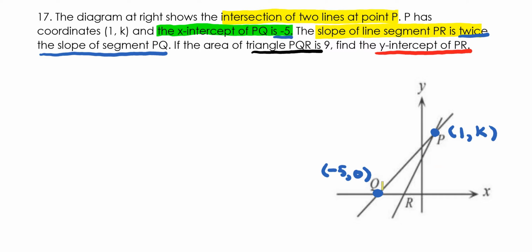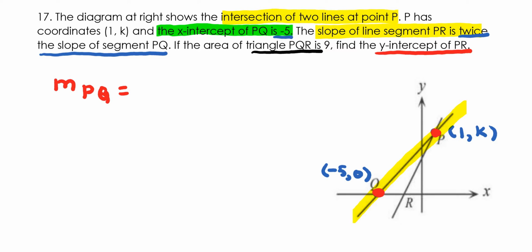Okay, so this is step number 1. What I would do is I would take a look at PQ, this yellow line, because you have two coordinates, right? You're given this coordinate here in red and this coordinate here in red. You're given the x-intercept and that intersection point. So I would find the slope of line PQ. So PQ, let's go ahead and find that slope.